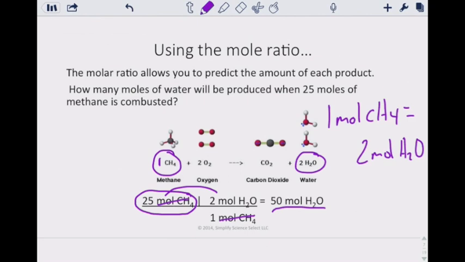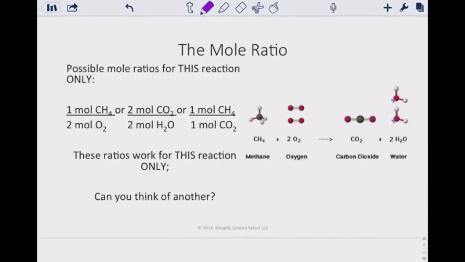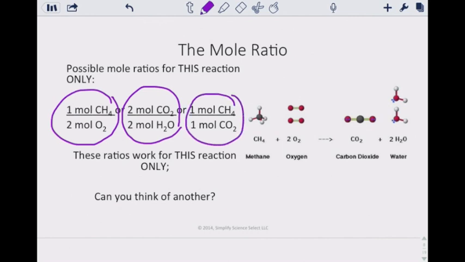It gives us a ratio between reactants and products to help us predict how much of each thing we're going to have. So, possible mole ratios for this reaction only, just for this reaction: 1 mole of methane produces or needs 2 moles of O2. 2 moles of CO2 is 2 moles of H2O. 1 mole of CH4 is 1 mole of CO2. Now, these ratios work for this reaction only.